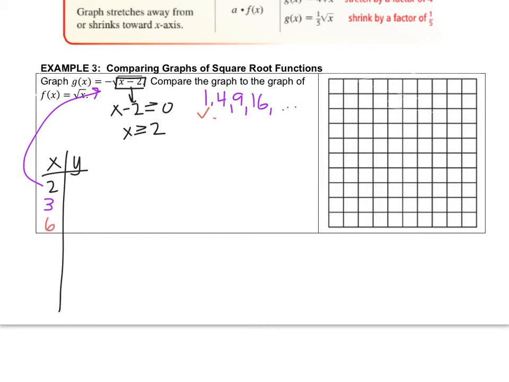What number minus 2 is 9? That's going to be 11. What number minus 2 is 16?